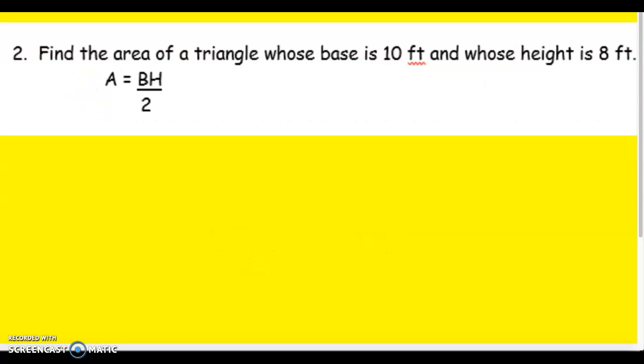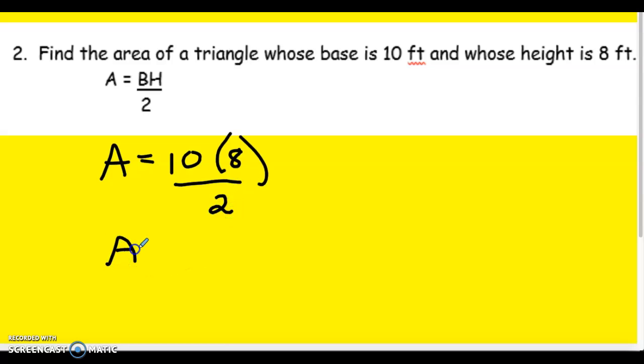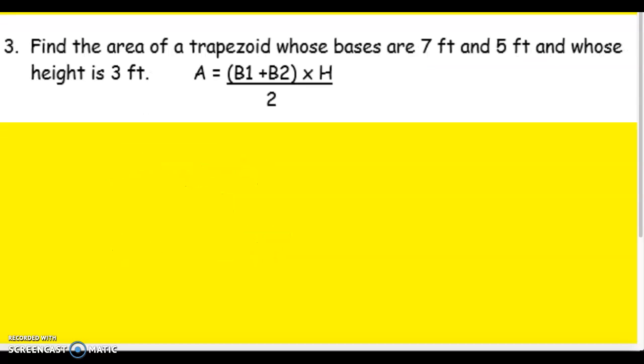Okay, number 2. You want to find the area of a triangle whose base is 10 feet and whose height is 8 feet. So this is the first line, and then you plug in that the base is 10 and the height is 8, so it's 10 times 8 divided by 2. You find that answer, and you label it, whatever answer you get, as feet squared. Okay, so let's move on to question number 3.